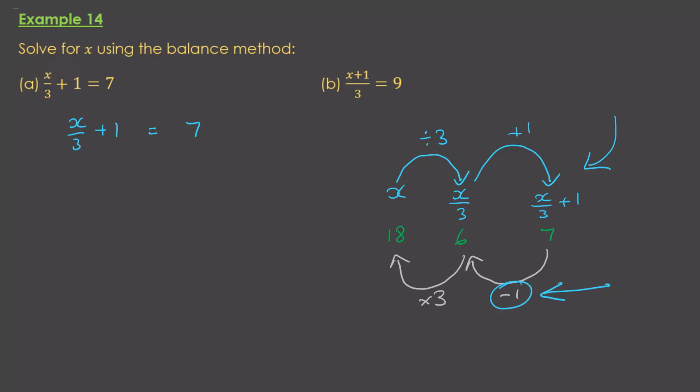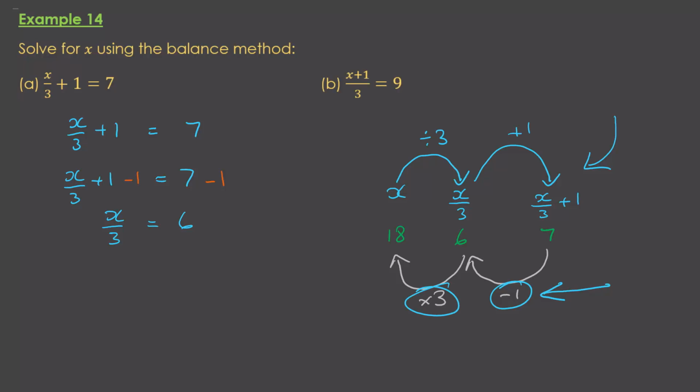The first thing I need to do is subtract 1. So I'm going to do x over 3 add 1, subtract 1 is equal to 7, take away 1. On the left hand side, I just get left with x over 3. On the right hand side, I get 6.